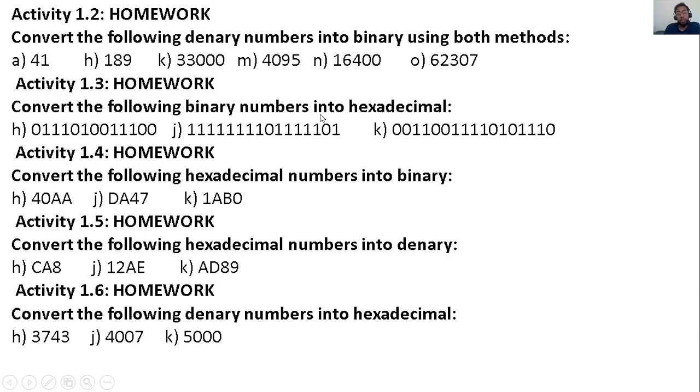Convert the following binary numbers into hexadecimal. As we studied, we divide them into groups of 4. 1101 will be the group, then 0111, then we have 1111, then we have another 11. The final result will be FF, and you can see that by yourself. F7, and 1101 will be equal to 13. So this is how you will be able to solve them.